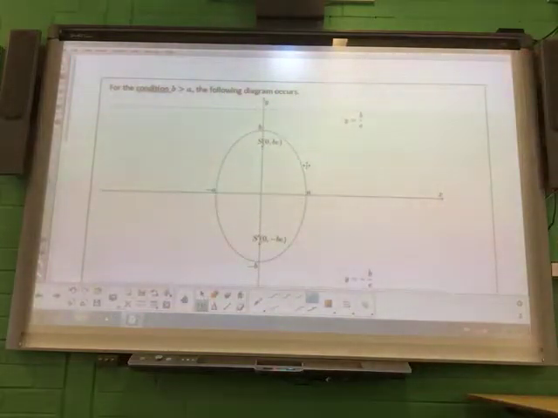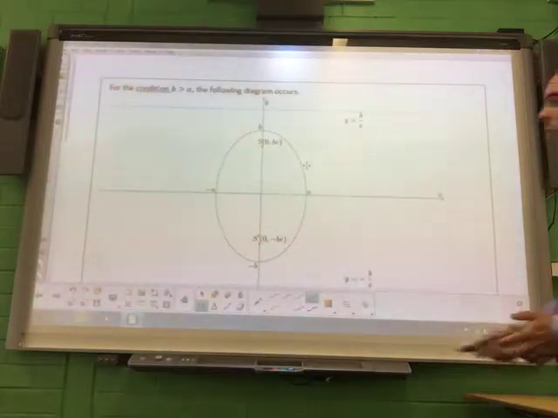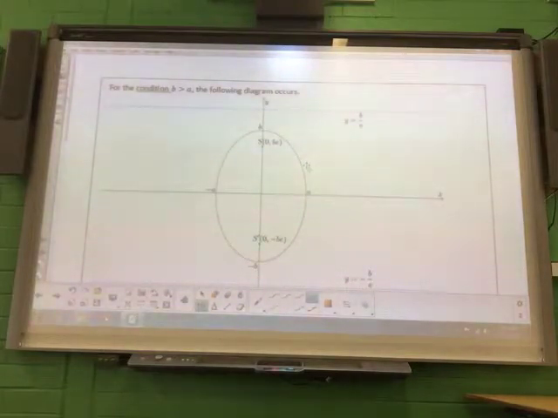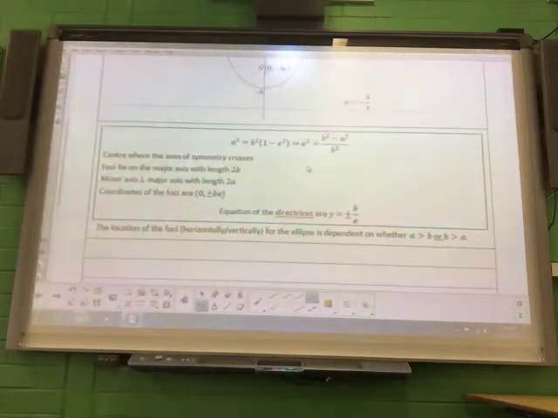So it's the same sort of deal, almost swapping around your x's and y's, a's and b's, and the coordinate location for your focus. It's just similar there. And again, there's all your things in your notes about your foci, directrices, and your eccentricity.